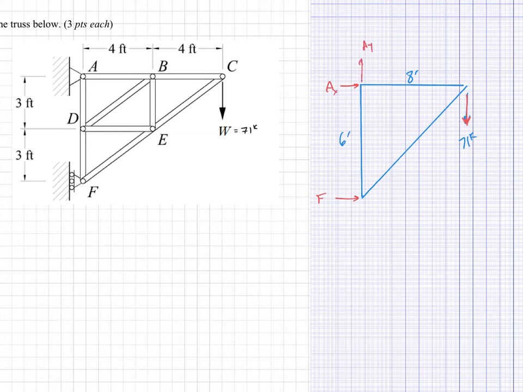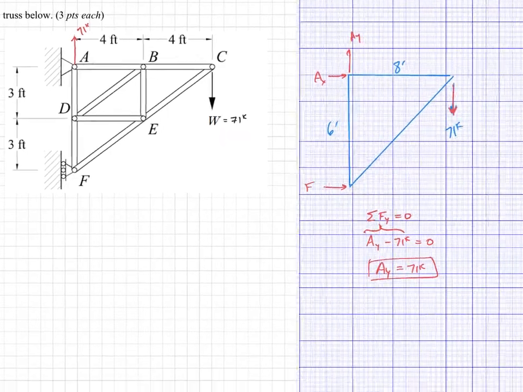And some things about this are easy-ish, right? If I'm looking to solve this, the easiest thing is the sum of the forces in the Y, because there's only one unknown there. So I get AY minus 71 kips equals 0. So AY equals 71 kips. Cool. Okay, I'm going to go ahead and draw that over here.